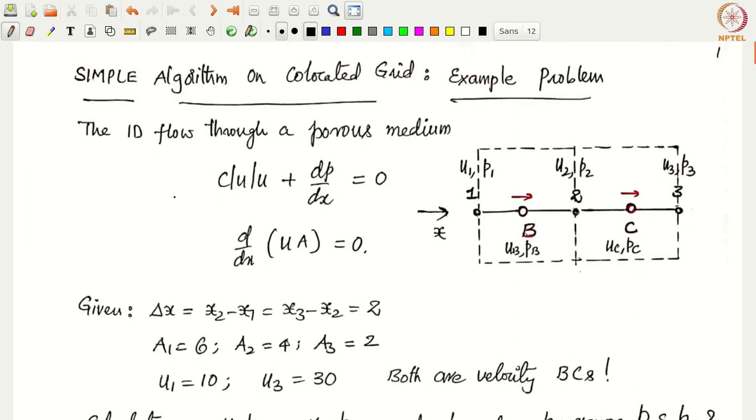In the last lecture, essentially we looked at a simple algorithm on a collocated grid, essentially how to solve it. The complete algorithm we have listed. Now, in today's lecture, we're going to solve a problem using the simple algorithm on a collocated grid.